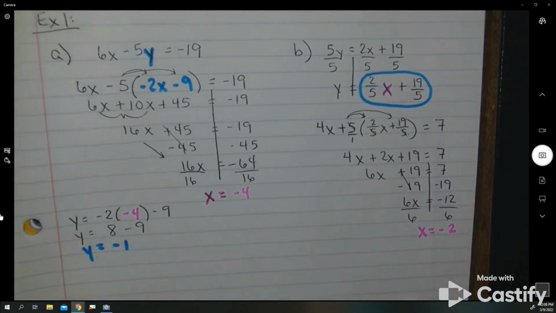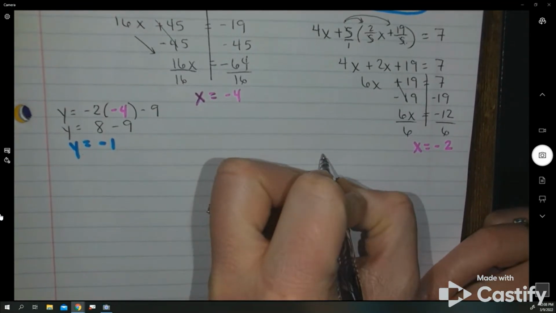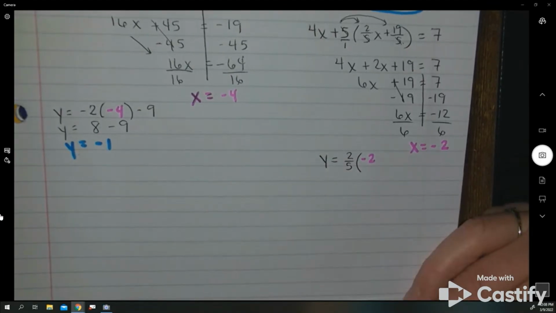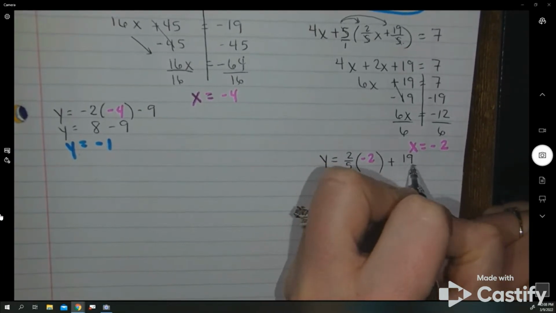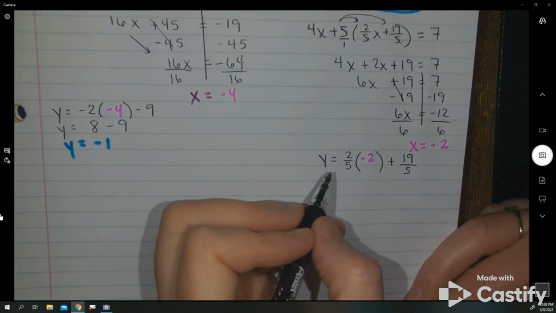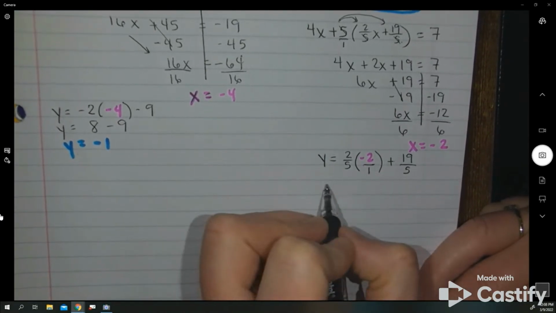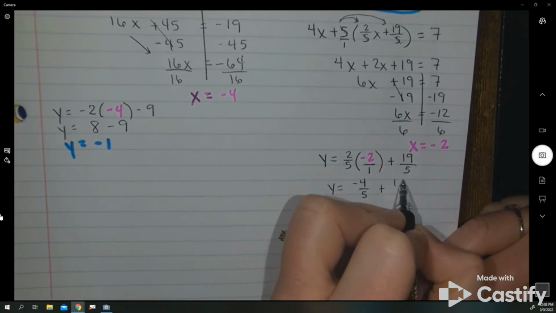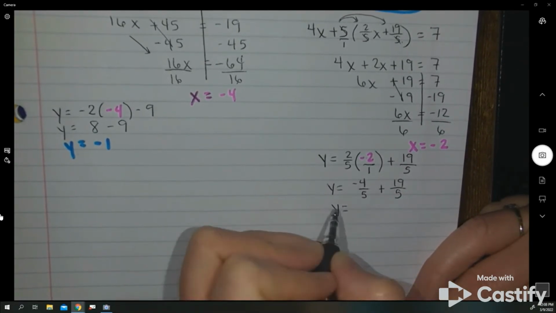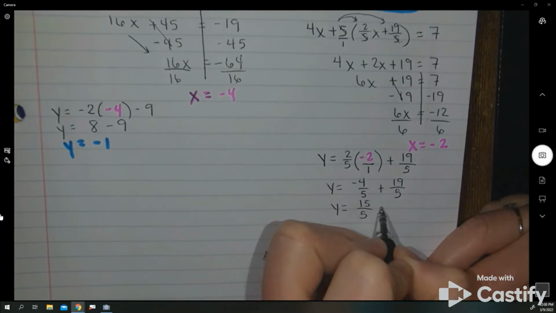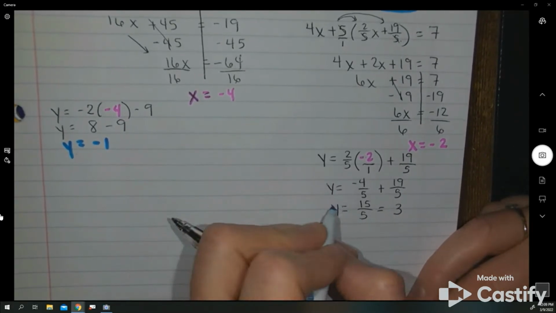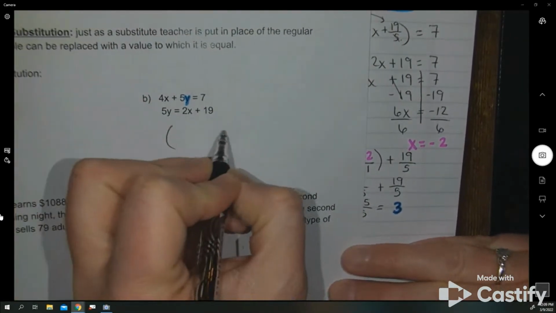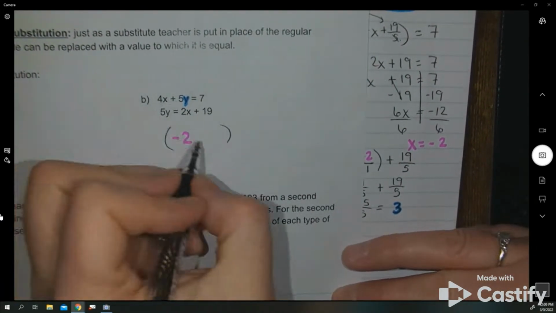So I have, slide that up a little bit, y equals 2/5 times -2 plus 19/5. So when I'm simplifying, I have y equals -2 times -2 is -4/5 plus 19/5. -4/5 plus 19/5 is 15/5, which simplifies to be 3. So y equals 3. So the solution for this system is the ordered pair (-2, 3).